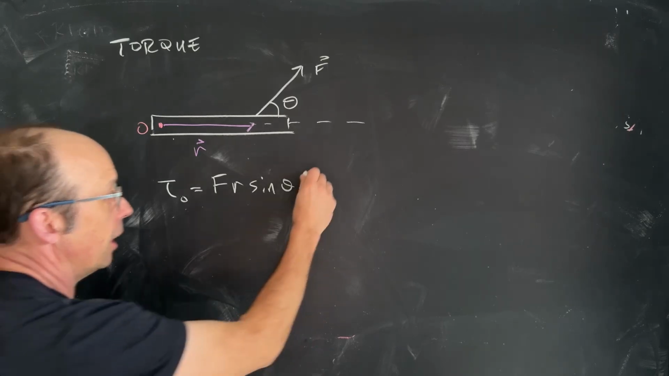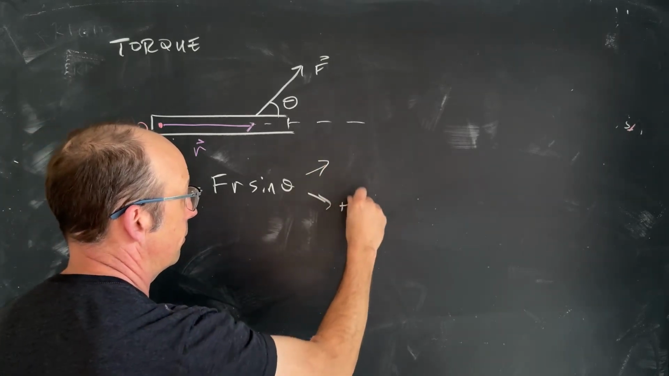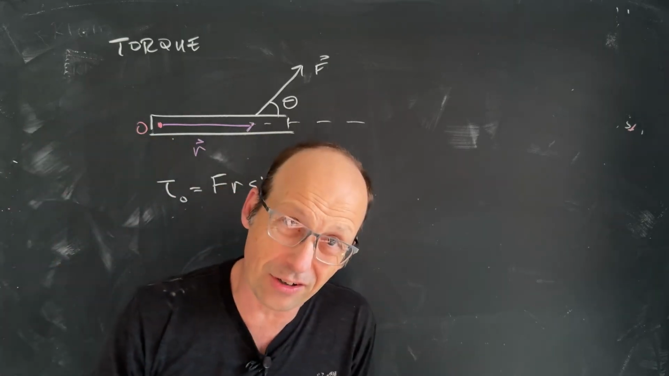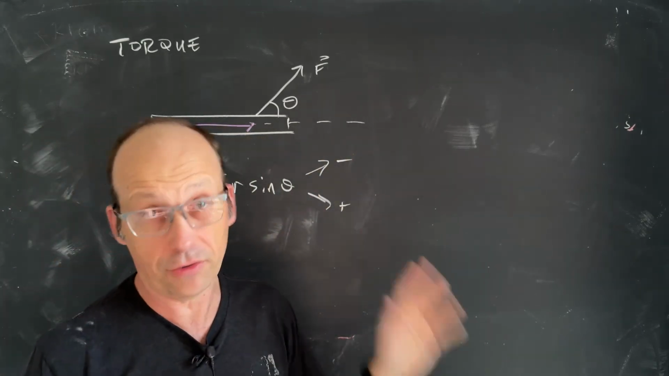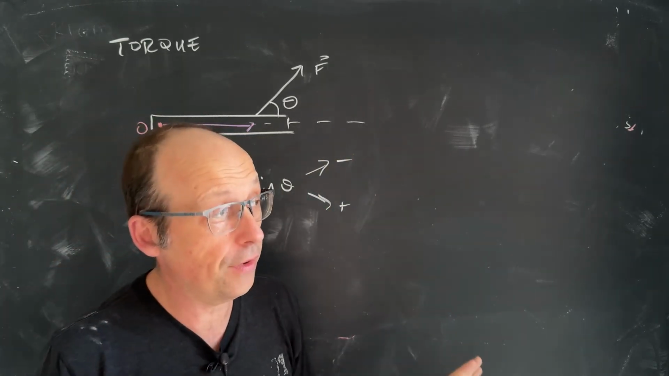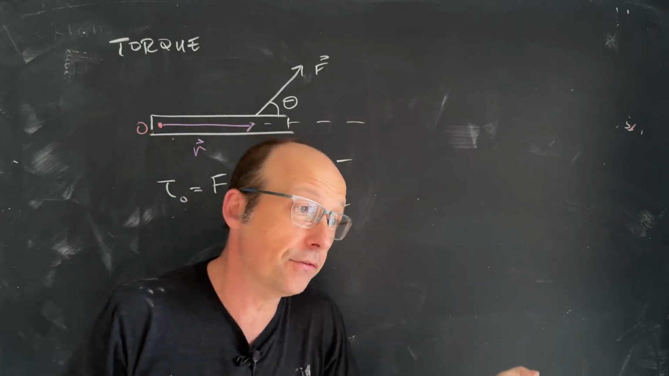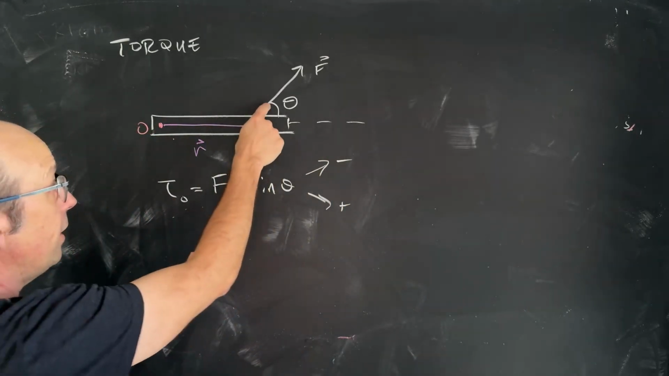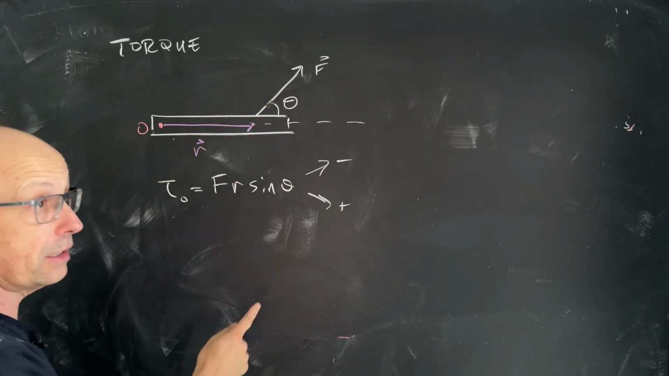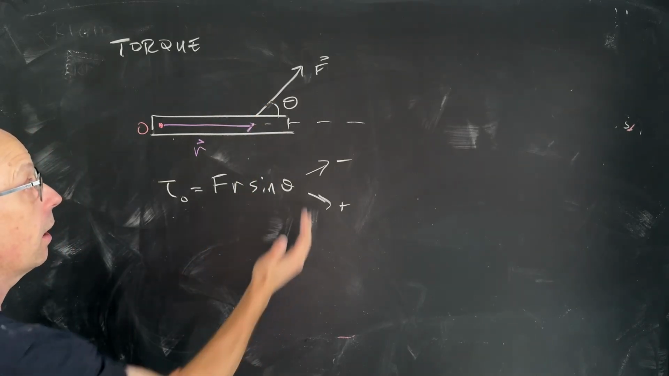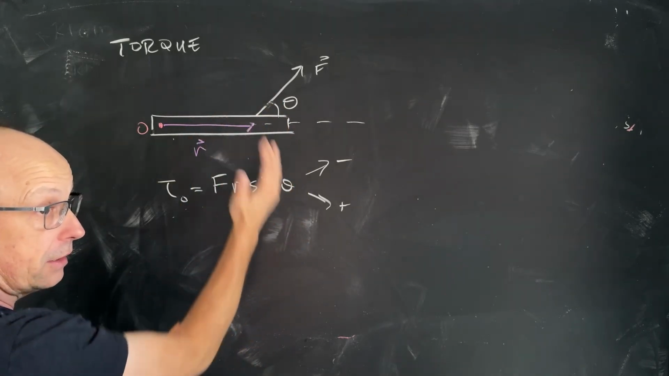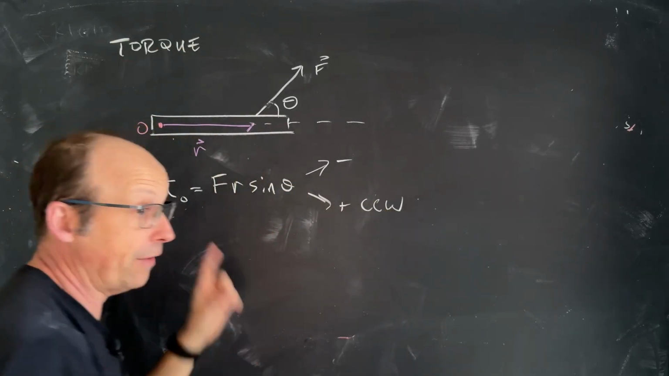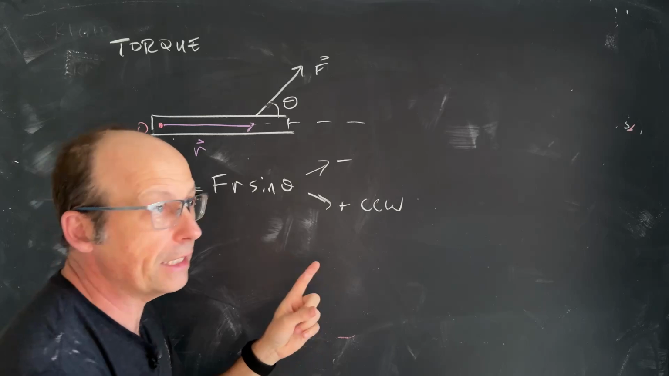Now, we do need to think about positive and negative. Torque is really a vector, but we're not going to deal with it as a vector because it gets too complicated. But it does have a positive torque and a negative torque. So we're going to say that if this force would cause the object to rotate counterclockwise this way, it's positive. It doesn't have to actually rotate, just if it would all by itself make it rotate.